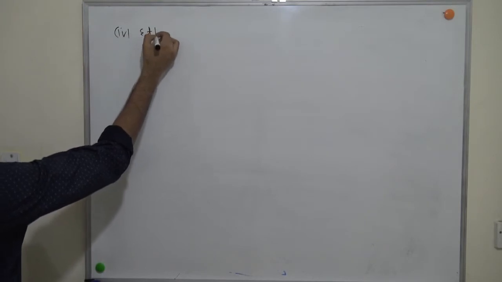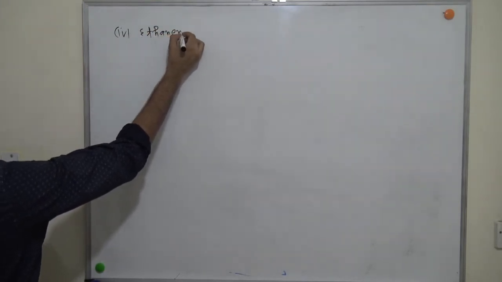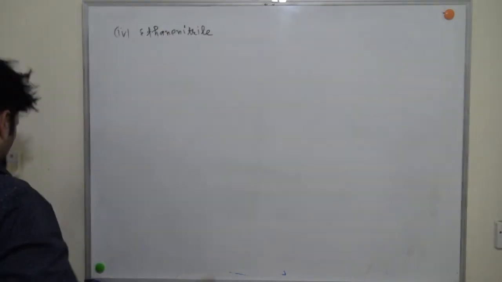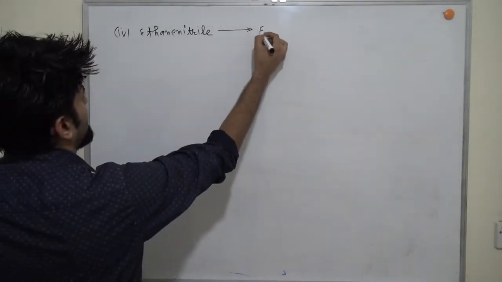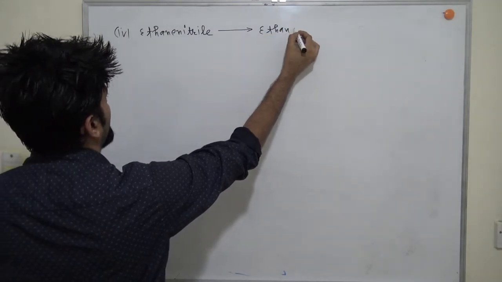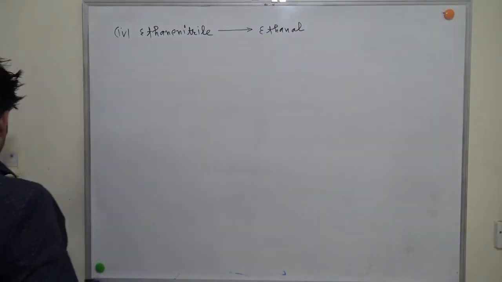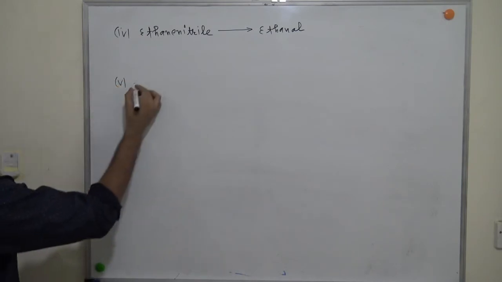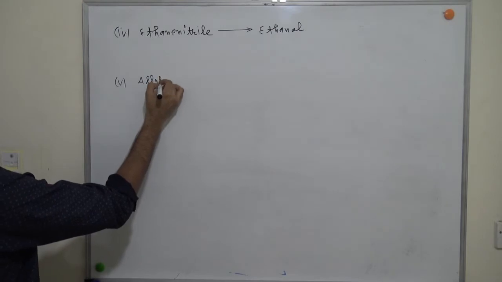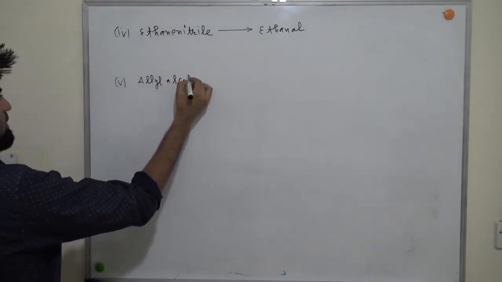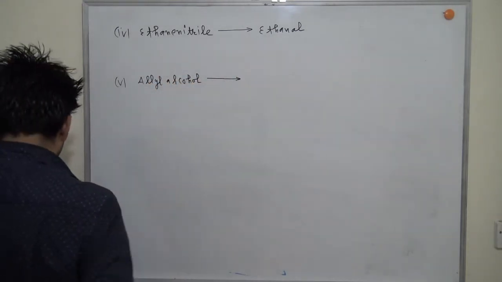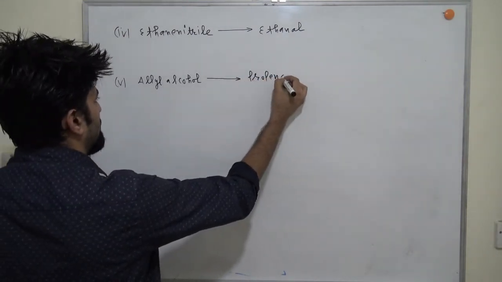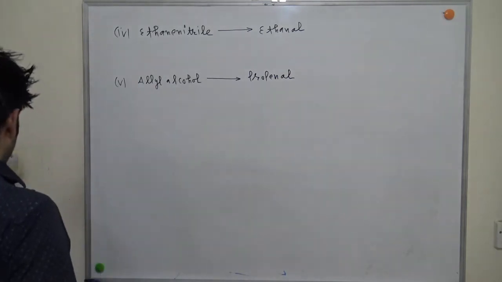So you have to think now, okay? Ethane nitrile to ethanol, ethane nitrile to ethanol. Okay, this is one. Fifth one is, guys, allyl alcohol to propanol, allyl alcohol to propanol. Okay, this is your fifth one.